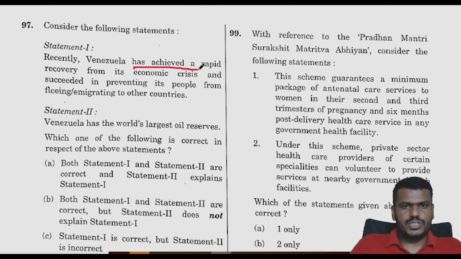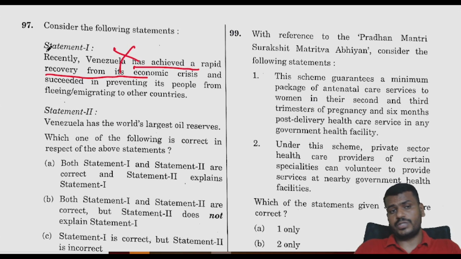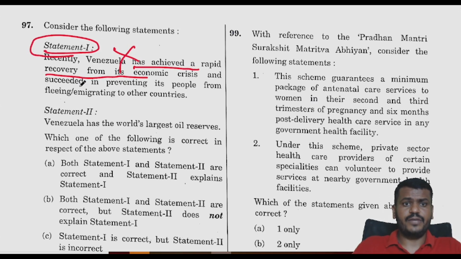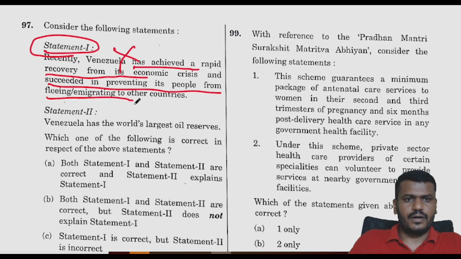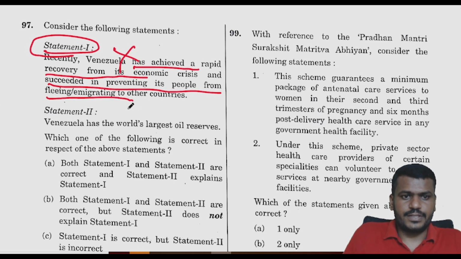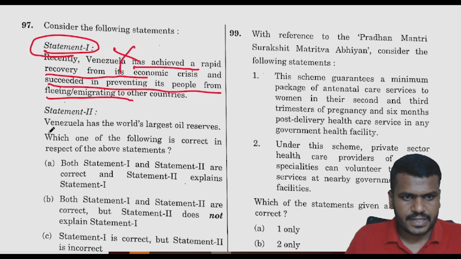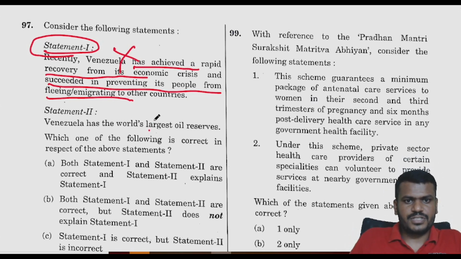Venezuela has achieved a rapid recovery from its economic crisis. No, guys, Venezuela is suffering huge economic losses. The South American country, which was in the news, succeeded in preventing people from immigration to other countries. That is not correct.